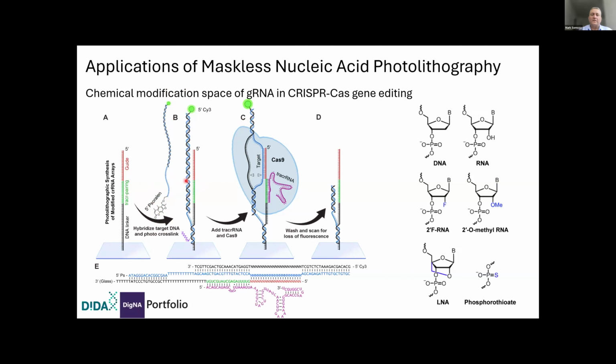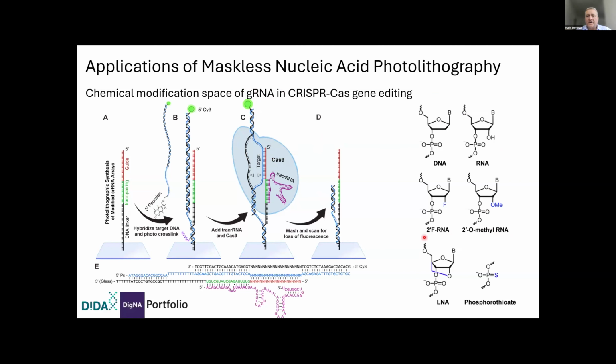Then we add the Cas enzyme, and the Cas enzyme grabs everything. Depending on how good our choice of chemical modifications of the guide RNA is, it works better or worse. If it works really well, it cleaves the target DNA with high efficiency, and then we lose the fluorescence. We can then look at the loss of fluorescence as a function of the particular choice of chemical modifications that we used.